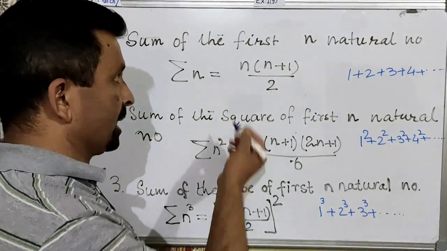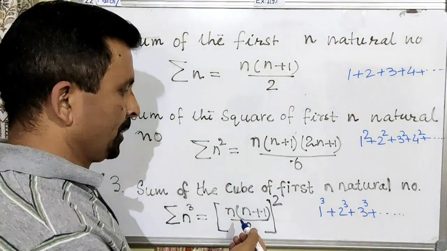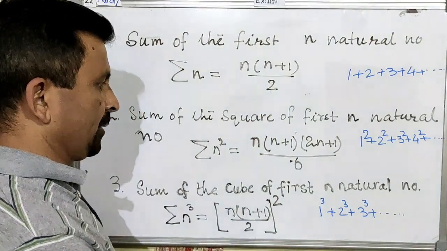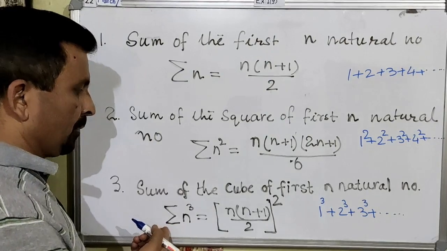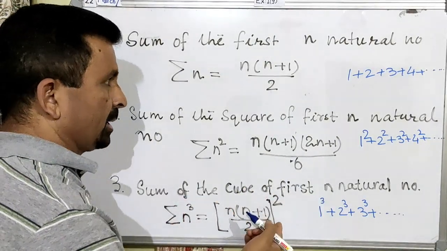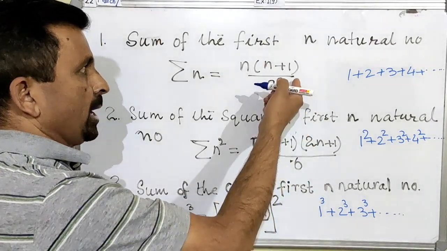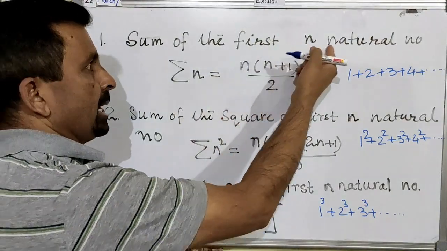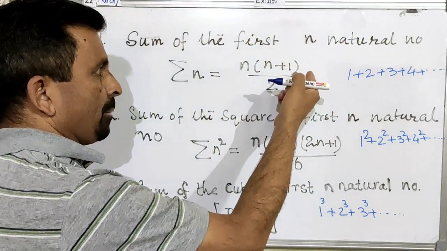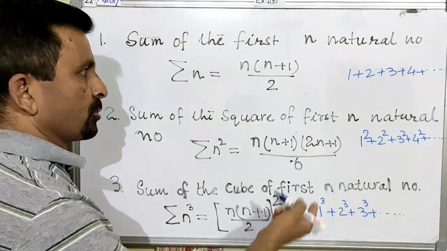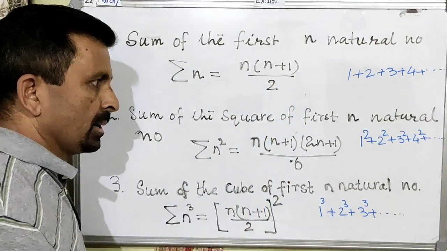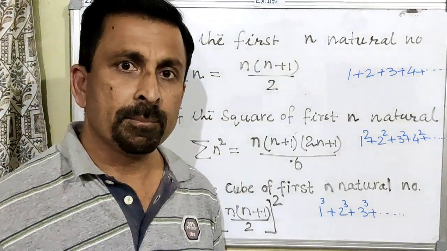So there are three formulas, 1, 2 and 3. If you look at these three formulas carefully, you will notice one thing: the sum of the cubes of the first n natural numbers is nothing but just the square of the sum of the first n natural numbers. So if you can remember this, then you can also remember this formula, because this is simply the square of the first formula. Is it okay?